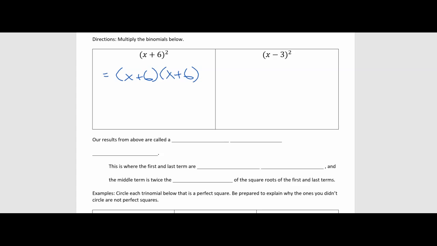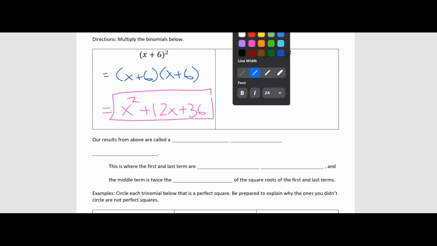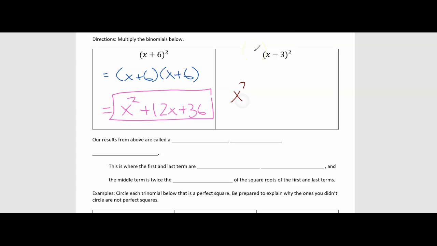Okay, so I'm just going to put the answers up here. We're not going to walk through how to multiply. You can learn how to do that in a previous lesson. This will give us x squared plus 12x plus 36. Over here, we'd have x squared minus 6x plus 9.